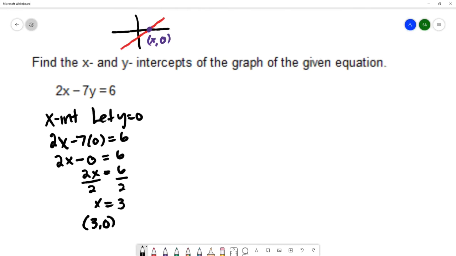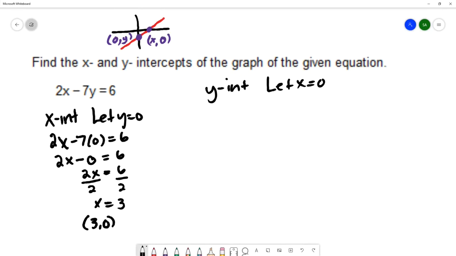So then we want to find the y-intercept. To find the y-intercept, we'll let x equal 0. Now we do that because a y-intercept is where the graph crosses or touches the y-axis. And any point on the y-axis is going to have an x-coordinate of 0. So in our equation, if we let x equal 0, we're going to be able to figure out what that y-coordinate is.